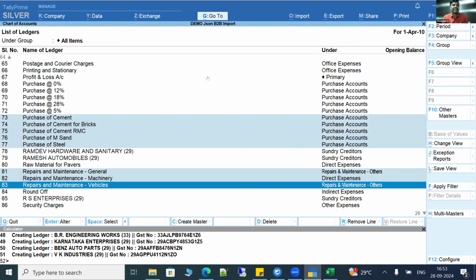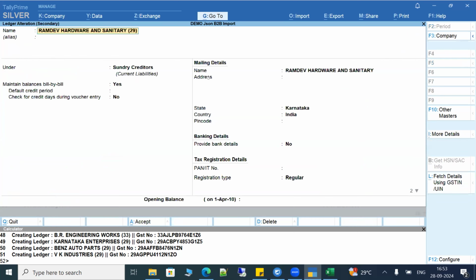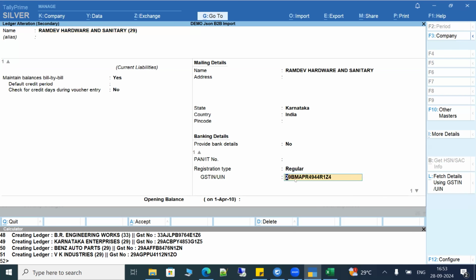Can you just open any one vendor? Sure, sir. If you go to the GST number, you can see the GST number also got created, exactly as it is in the portal. In one of our earlier sessions, we showed how, by entering the GST number, all the details of the party address and various information can be auto-populated. That is another TDL that can be done. Now the masters got created.